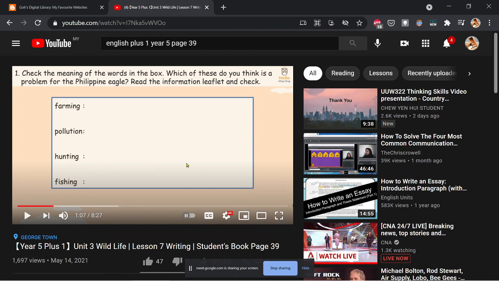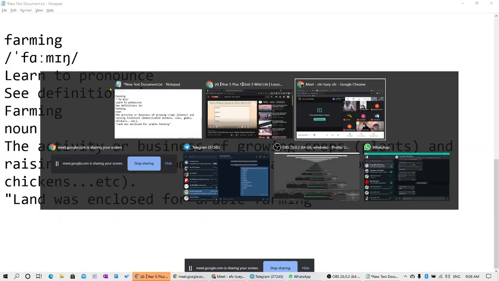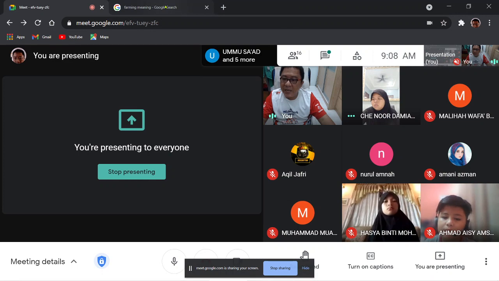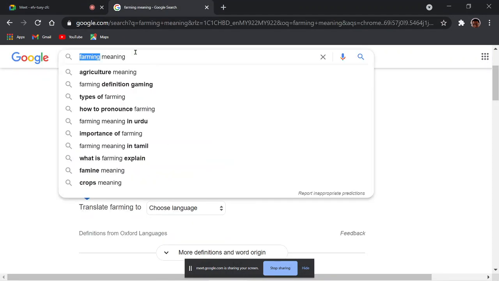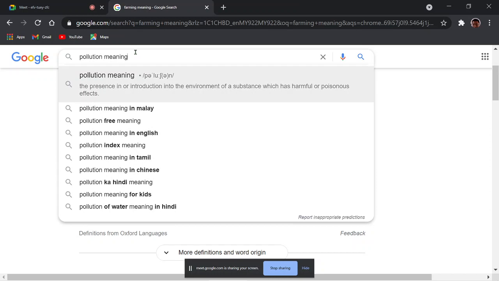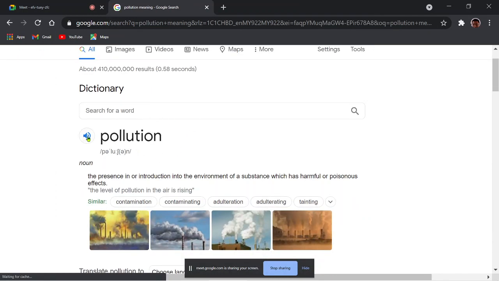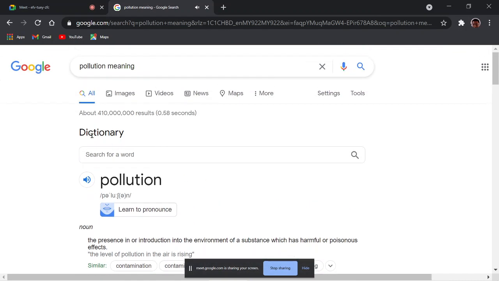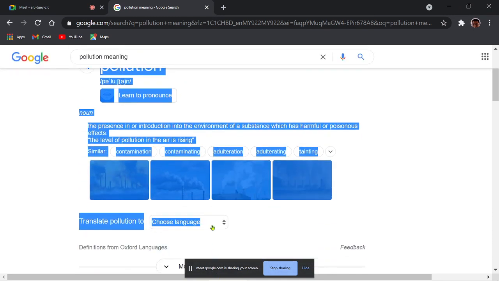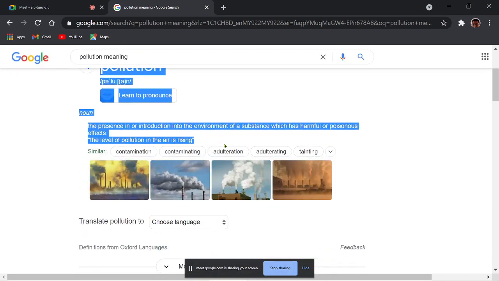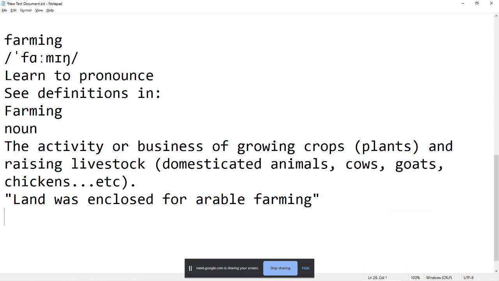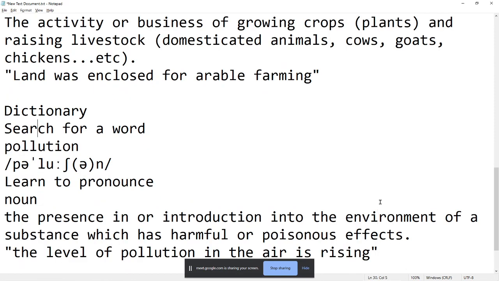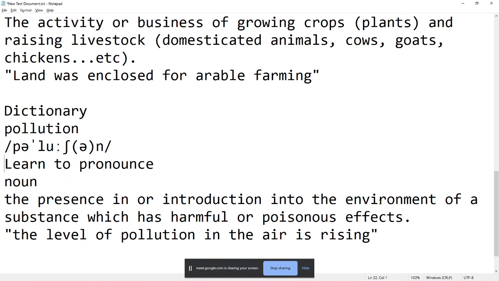Pollution. What does it mean by pollution? Apa maksud pollution ni? In Malay, kan pencemaran. You can always use Google to check the meaning of pollution. Nampak tak? Pollution. See? You can always use your Google to check the meaning. You just type pollution. Pollution tu pencemaran lah in Malay. Dictionary of pollution. Alright.